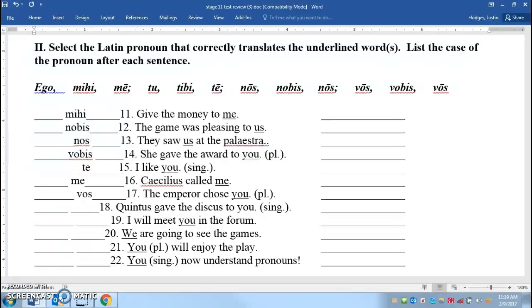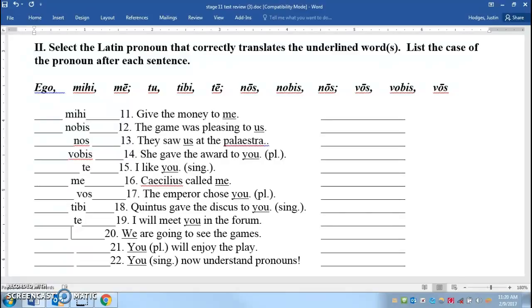Number 18, Quintus gave the discus to you. Well, that has the word to in front of it, and so we know it is dative. So we need the dative form of you singular, which is tibi. Number 19, I'll meet you in the forum. You is the thing being met. It is receiving the action, so it is accusative. So we will go with the word te.